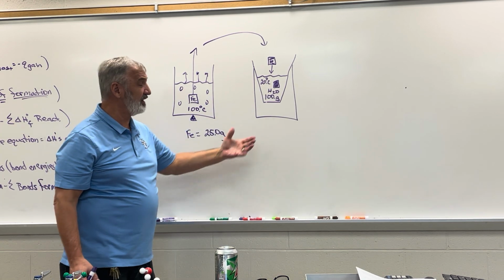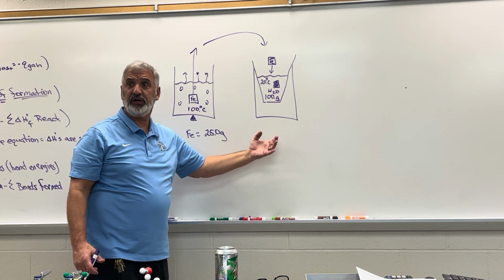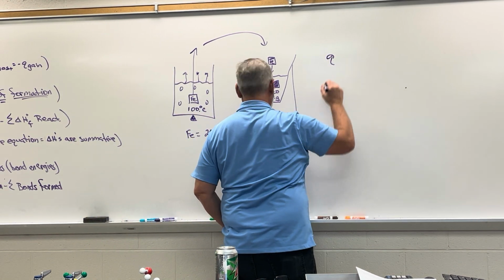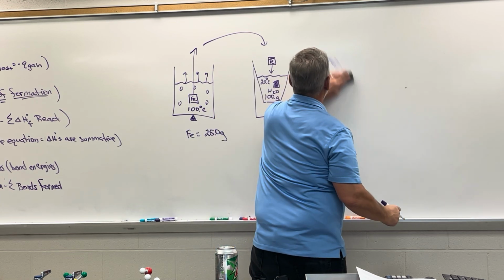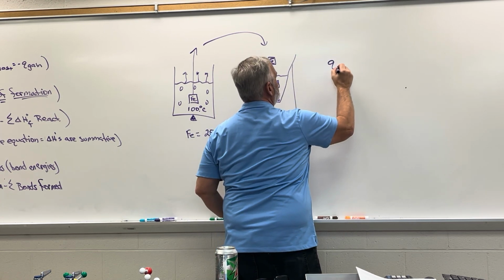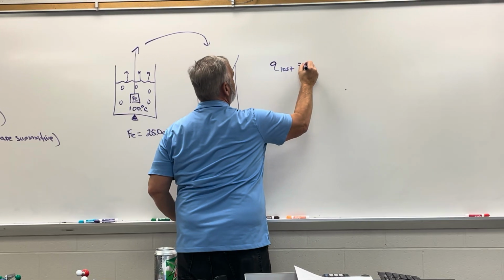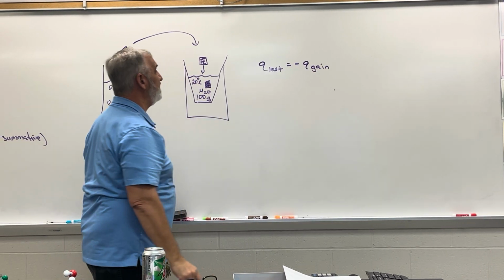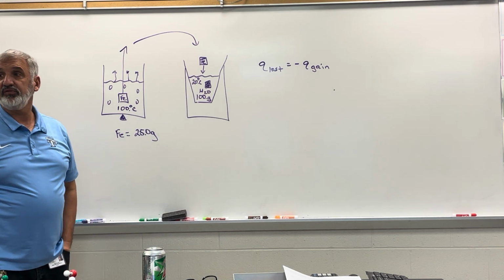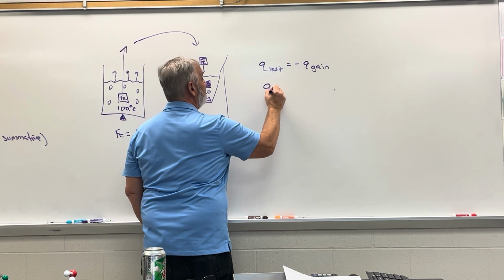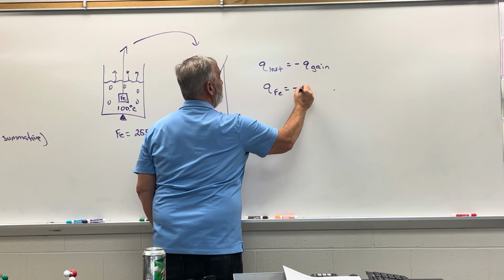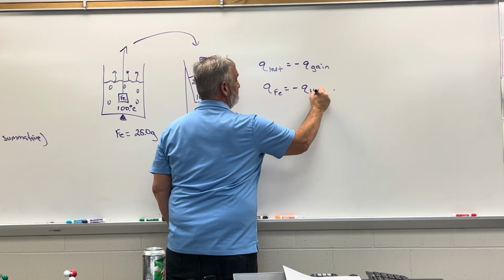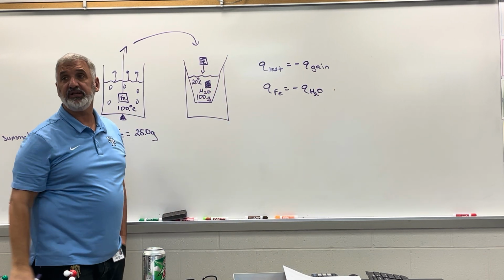So what equation? I'm using a coffee cup calorimeter, so what equation do I know I want to use? Q lost is equal to negative Q gain. So in this case, what's losing the heat? The iron. So the Q of the iron is going to equal the negative Q of the water. Okay, now I'm just being overly careful, but just making sure that we see that.